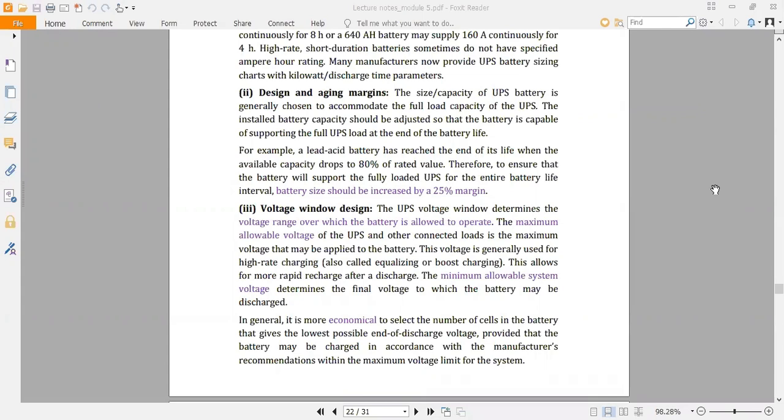Okay, so maximum allowable voltage is the maximum allowable voltage of the UPS and the other connected load, the maximum voltage that may be applied to the battery. Okay, and that voltage is used for high rate charging. And the minimum voltage determines the final voltage to which the battery may be discharged.